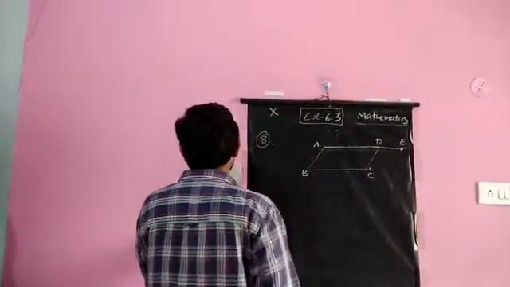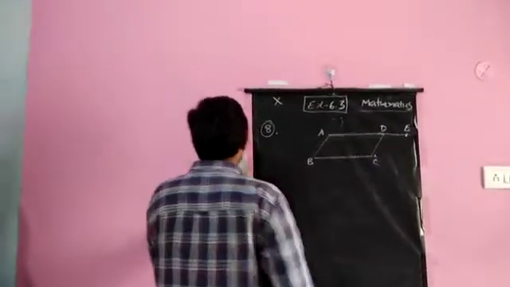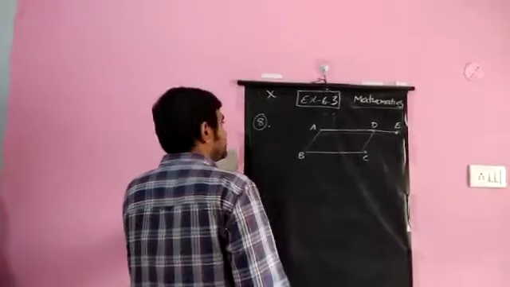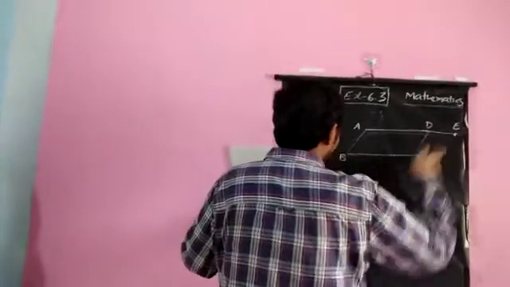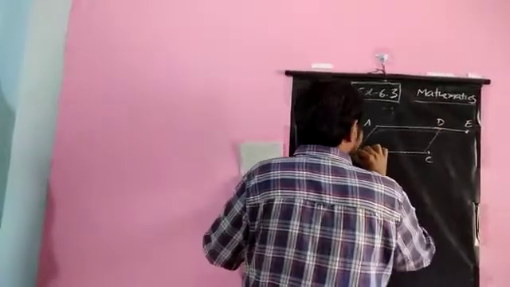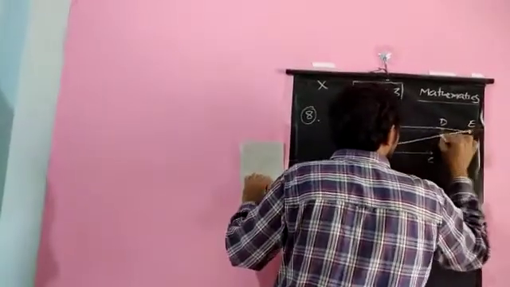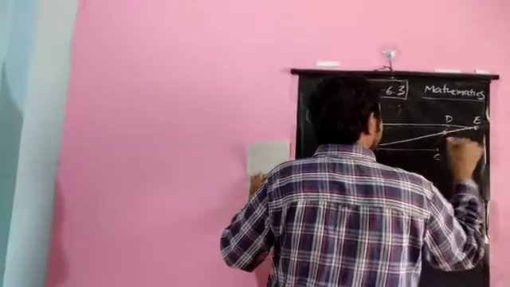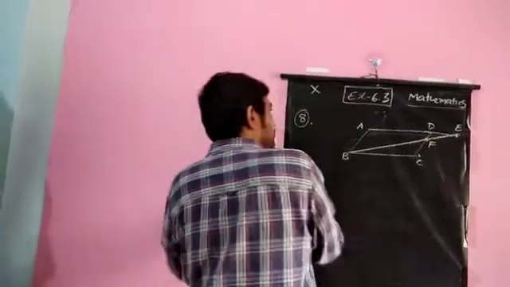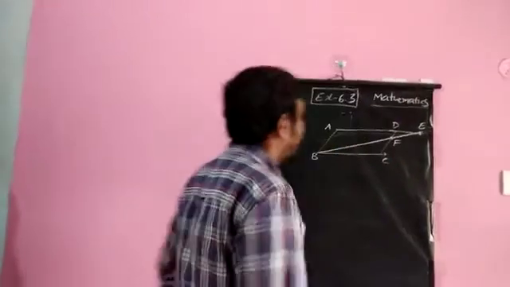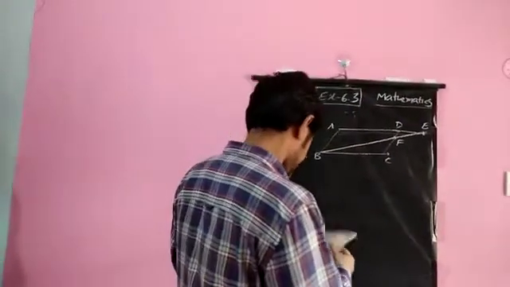E is a point on the side AD produced of a parallelogram ABCD, and BE intersects CD at F. This is CD, and if I join B and E, you will get BE. This BE intersects CD at F. So this point will be F, where BE intersects CD.